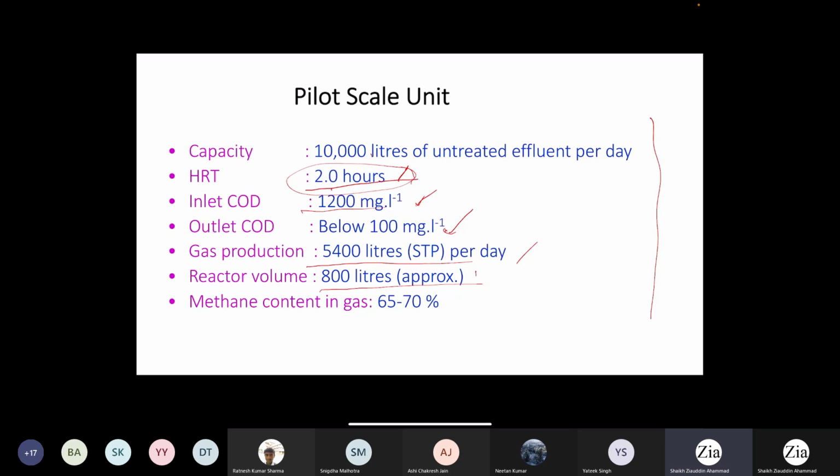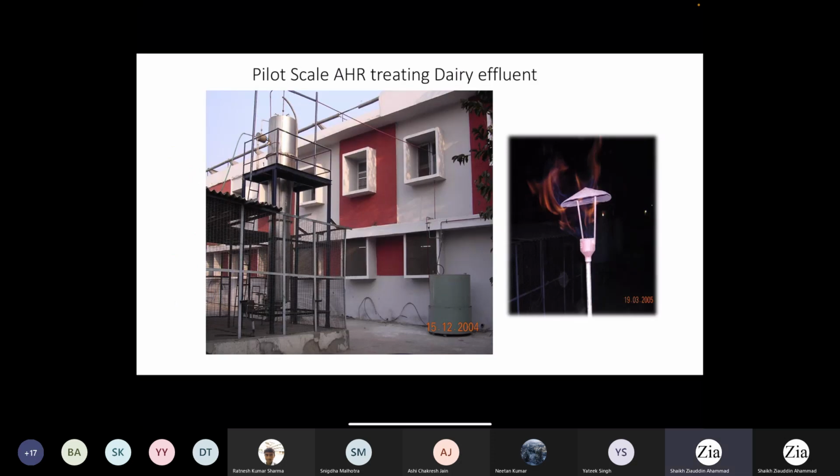So an 800 liter reactor volume is sufficient to treat 10,000 liters of effluent per day. That means the overall treatment capacity of this reactor is 10 KLD, 10,000 liters per day. So this is a picture of that reactor.